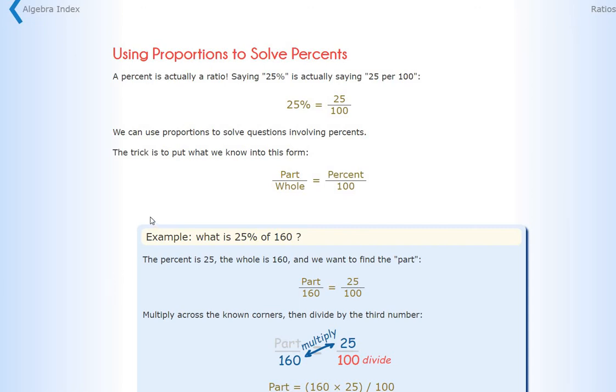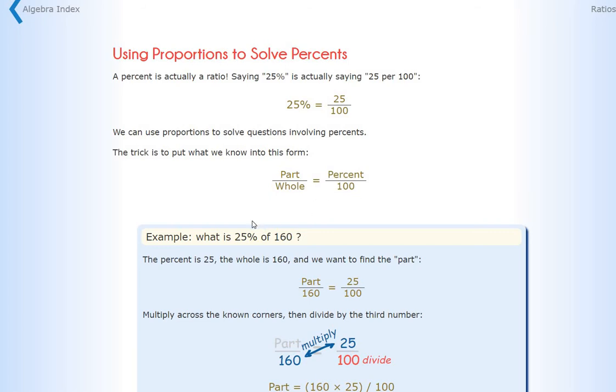A percent is actually a ratio. Saying 25% is actually saying 25 per 100. And we can use proportions to solve questions involving percents. The trick is to put what we know into this form. So part over whole, percent over 100.